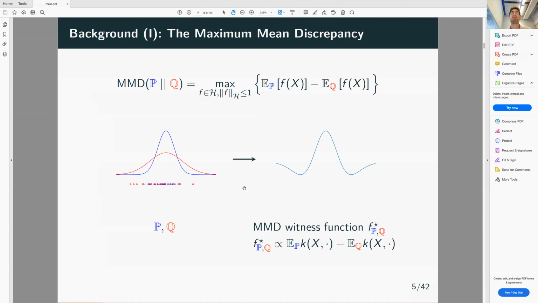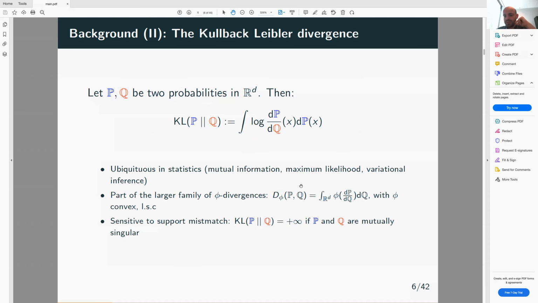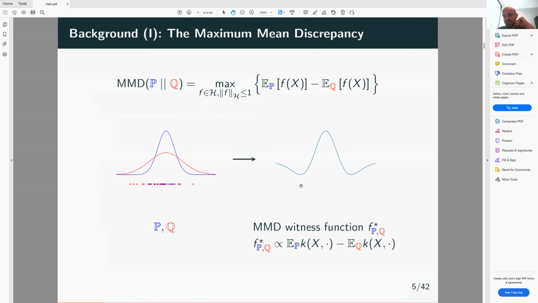The function that maximizes this objective, we call it the witness function, F star. In a very simple case where I compute the MMD between two Gaussians, P and Q on the left, you can look at the form of the MMD witness function. It takes this form of a big bump and then two small curves on the sides. We call this the MMD witness function. If you are familiar with GANs, this F is something a bit similar to the discriminator in an adversarial network. Exactly. Yeah.